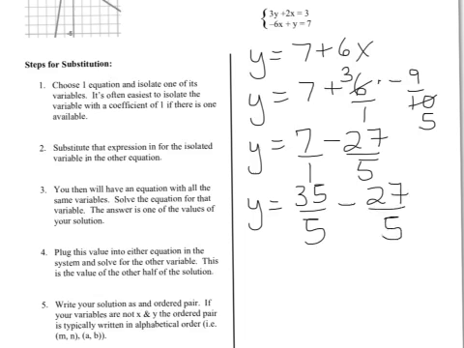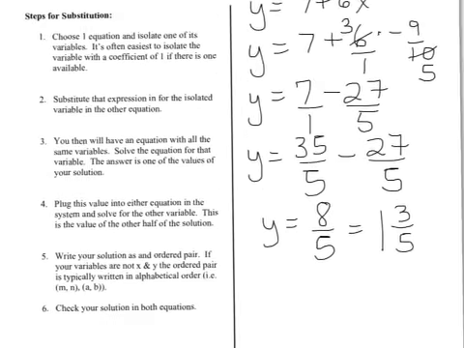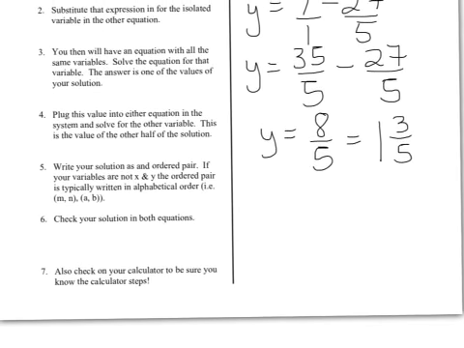And so we get that y is equal to 8/5, which is 1 3/5. Okay, let's sum this up a little bit. We now found that we have x and we have y, so we are now on step number 5. We got that x was negative 9/10 and y was 1 3/5. That's an ordered pair, so we're going to write our answer as an ordered pair.